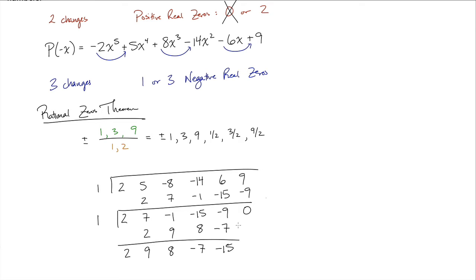Okay, it didn't work, so I'm done with 1. And let me go ahead and just get rid of that work that I did because 1 didn't work a second time. And we'll move on and try the next positive number. So I'll just move up to 3 and see if that works.